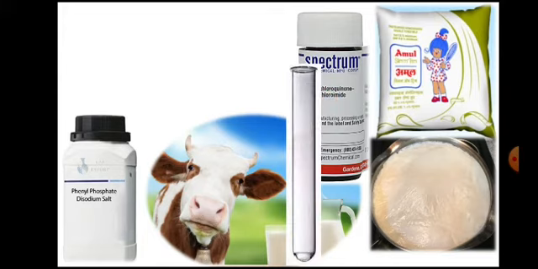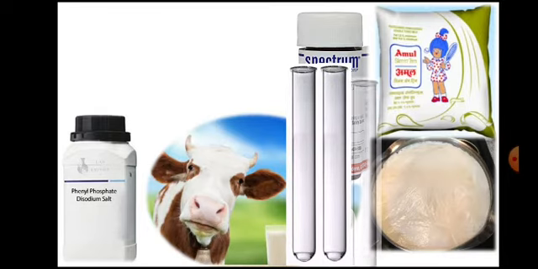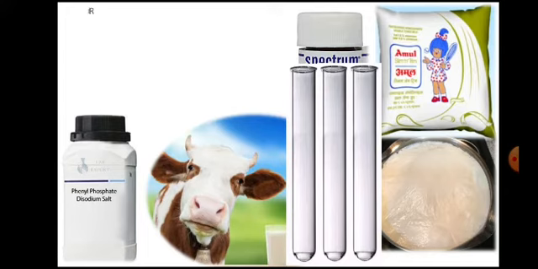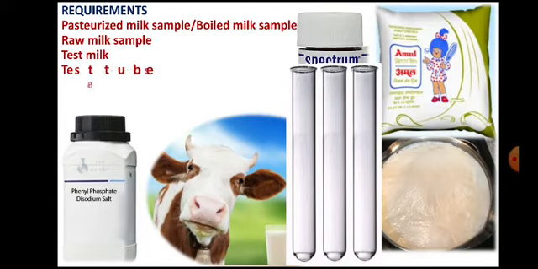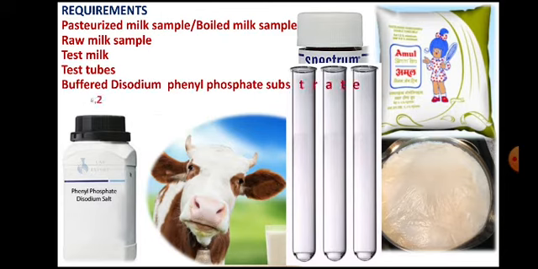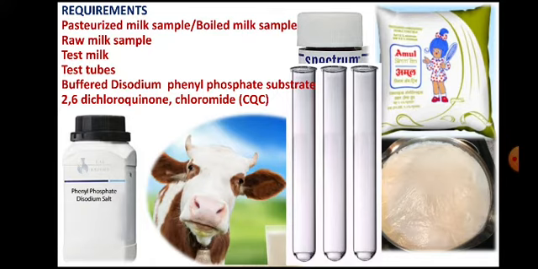And of course 3 clean test tubes. So let me repeat the requirements: pasteurized milk sample or boiled milk sample to prepare negative control, raw milk sample to prepare positive control, test milk sample, test tubes, buffered solution of disodium phenyl phosphate which acts as a substrate, and CQC reagent.